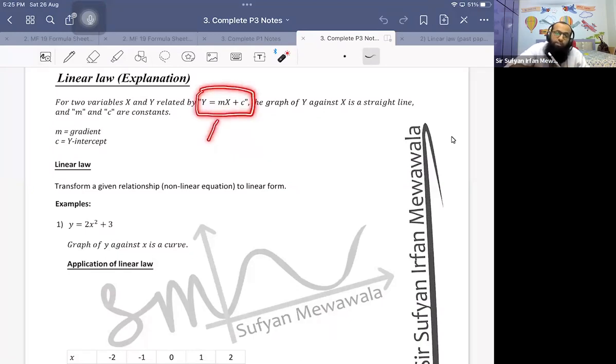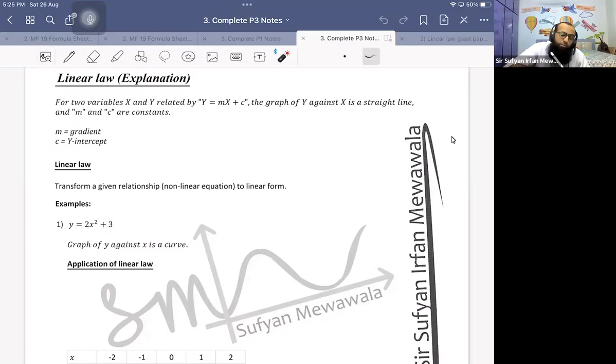At times the equation of a line is given and we need to find the gradient. Whenever the equation is given and you have to find the gradient and/or y-intercept, you have to transform the given equation to the form y equals mx plus c, and from that converted form you can extract the gradient and the y-intercept. You can extract the values of m and c, right?